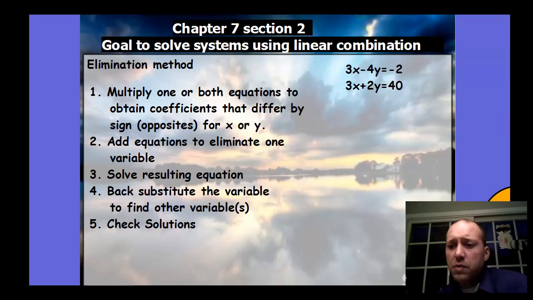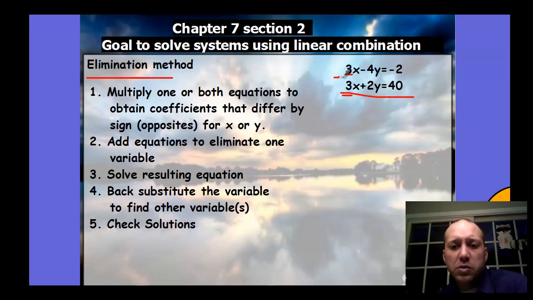So elimination method. Here are the steps for the elimination method. You're going to multiply one or both sides of the equation to obtain coefficients that differ by sign. And really I don't care if they're different, I just care that the coefficients are the same or opposites. So here we have 3 and 3, which is what I'm really looking for. Then you can add the equations to eliminate one variable. Here I'm going to subtract our two equations to eliminate the x's.